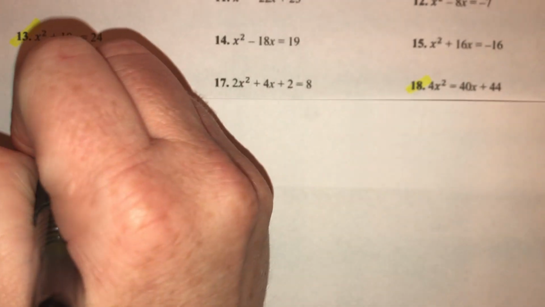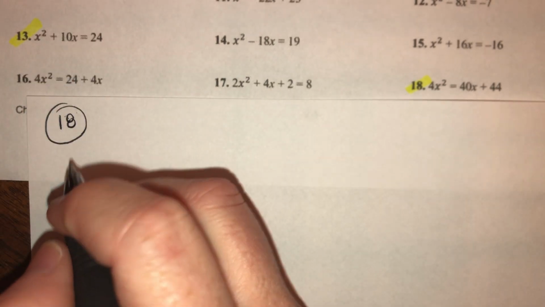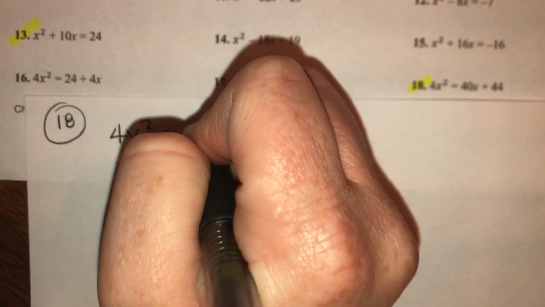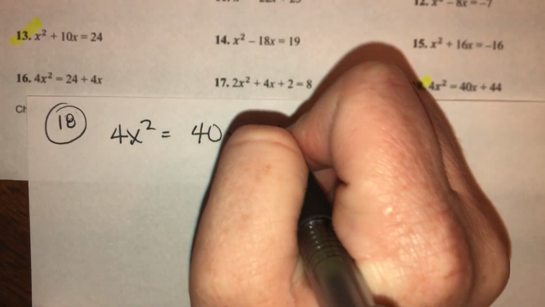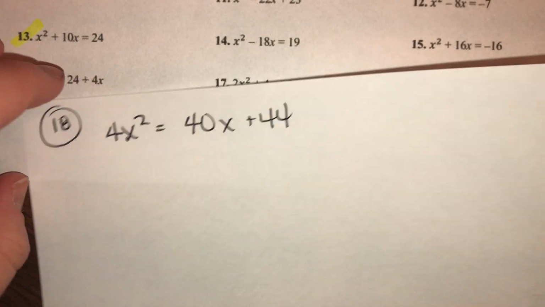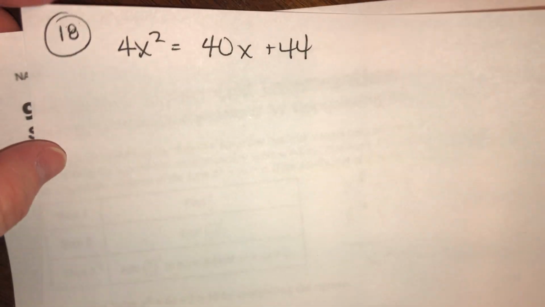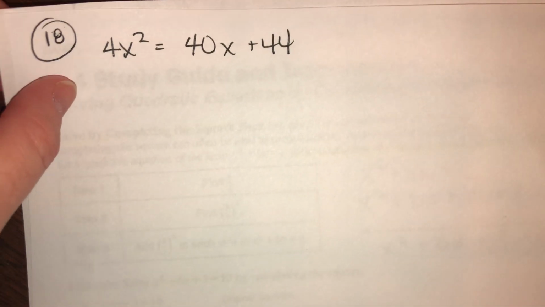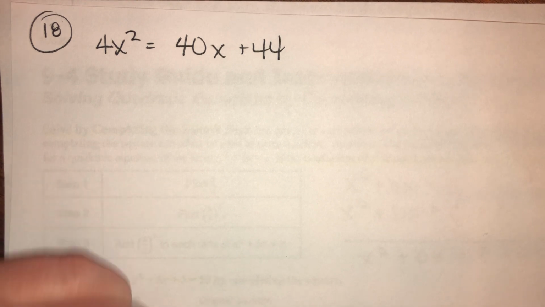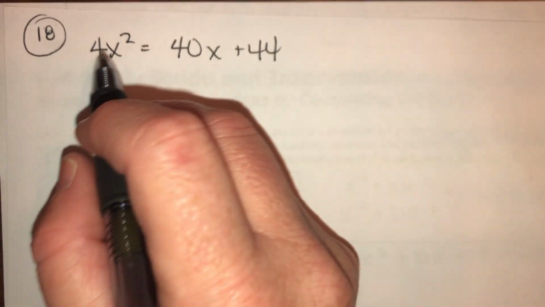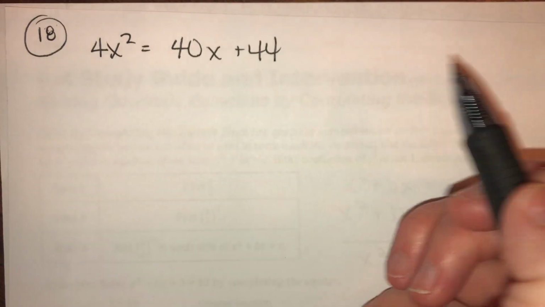All right, for number 18, we have 4x squared equals 40x plus 44. Okay, so first thing, and you haven't had a problem yet that required this, but first thing we notice is that the number in front of x squared here is not 1. So first thing I got to do is make it a 1. I cannot complete the square if there's a number in front of x squared.